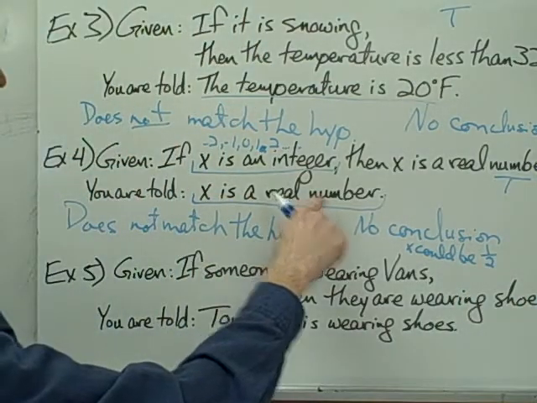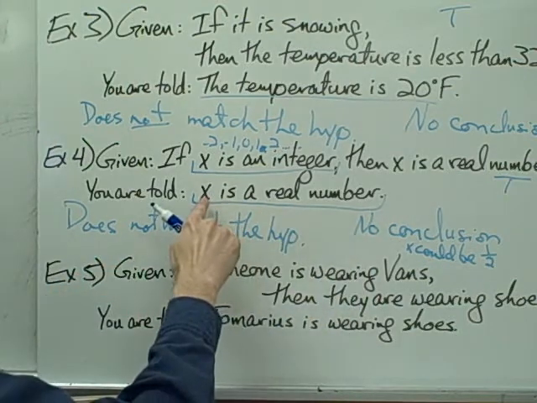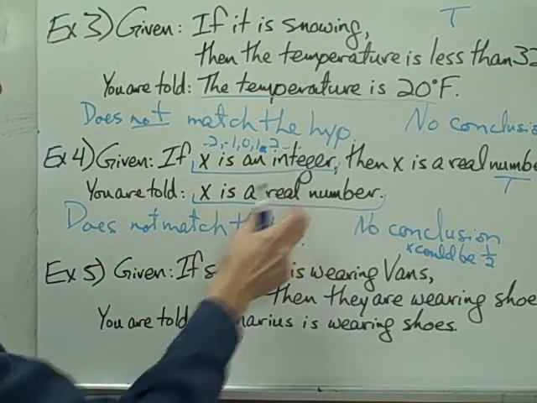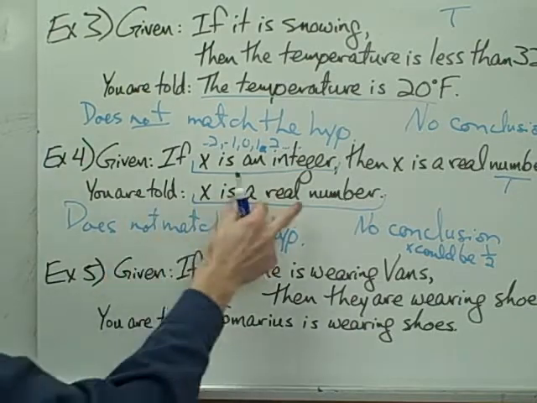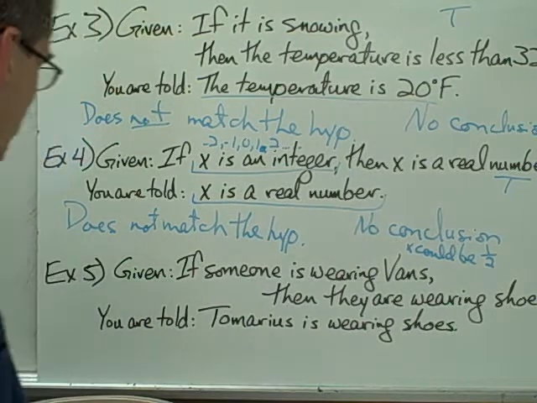That's a real number, but it's not an integer. So that's why I say I can't draw any conclusion about x just based on the fact that it's a real number. This statement that I'm told does not match the hypothesis of my conditional.